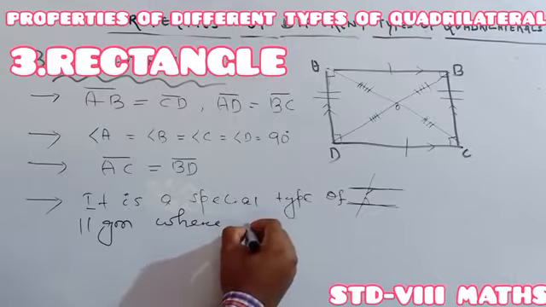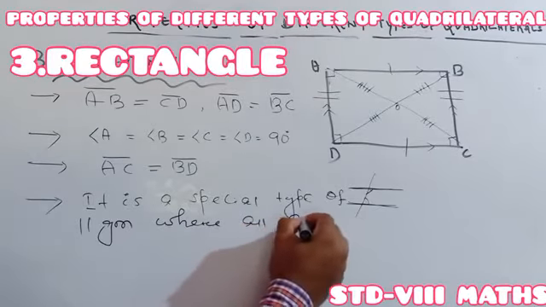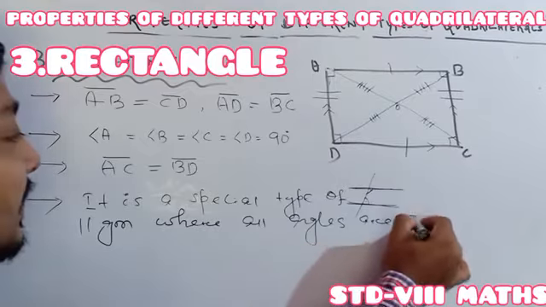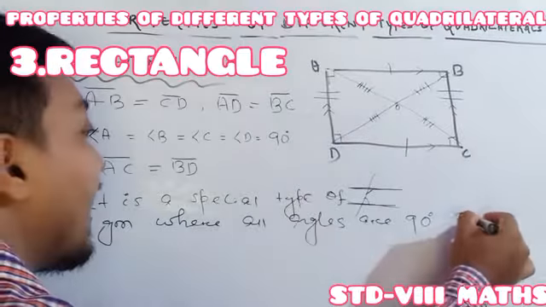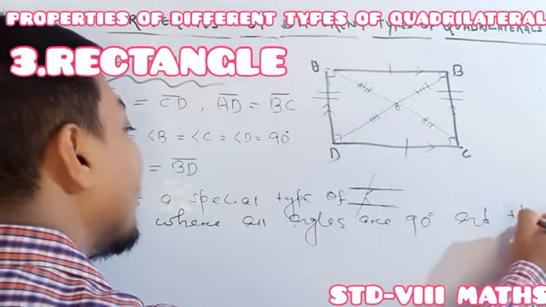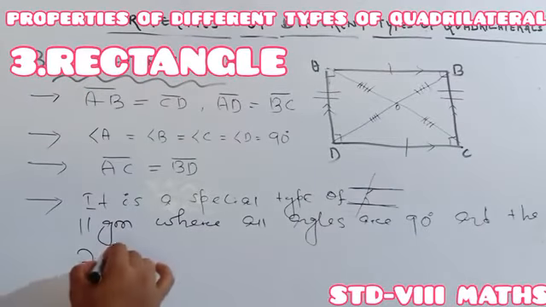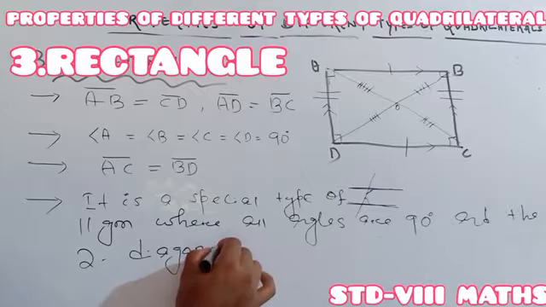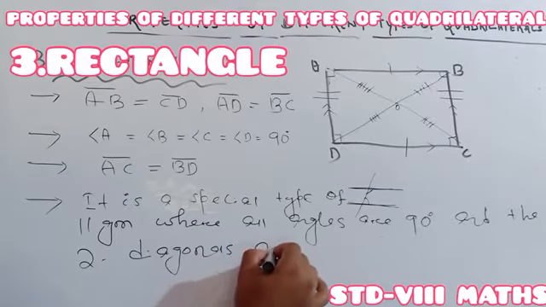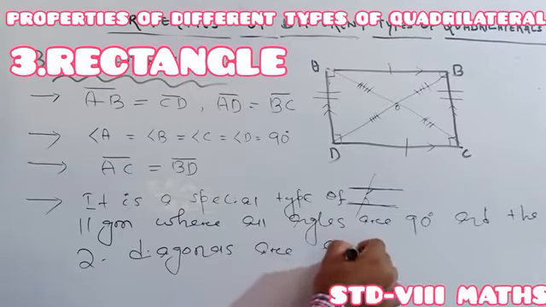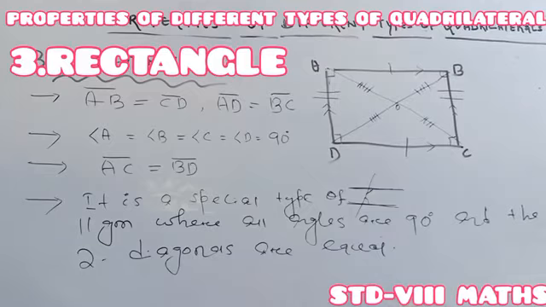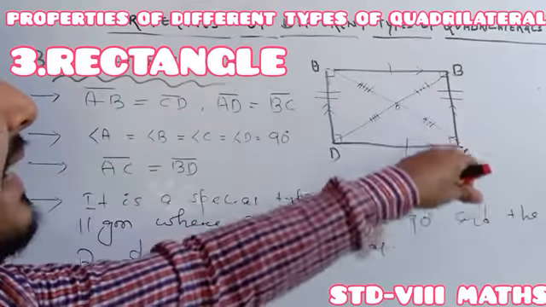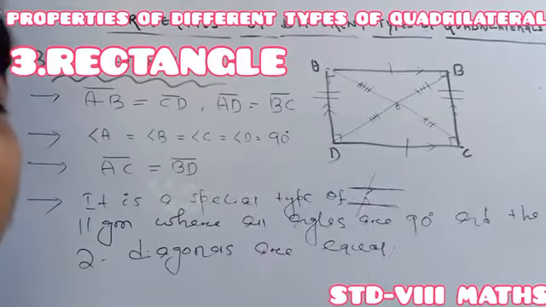Where all angles are 90 degree and the two diagonals are equal. How to remember where the two diagonals are equal? Where you are getting each of the angles it is 90 degree, in that case the diagonals are equal.